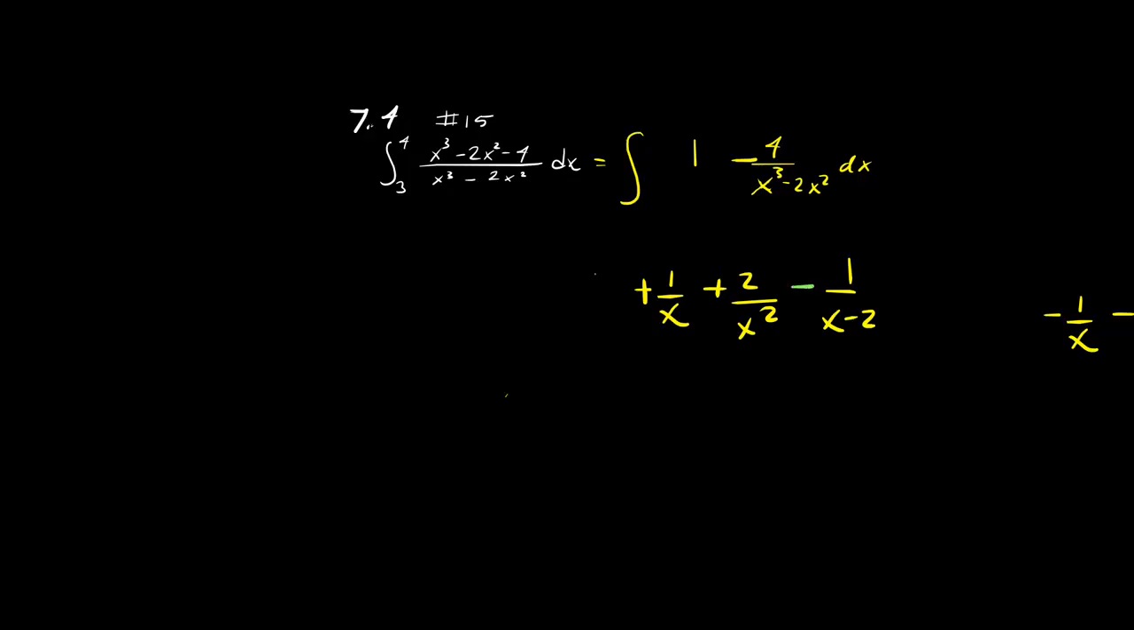And then we have 1 plus all that, with the dx. So there's our partial fraction decomp. And now we just go through it and integrate, and it should be from 3 to 4. So first, let's take the integral.